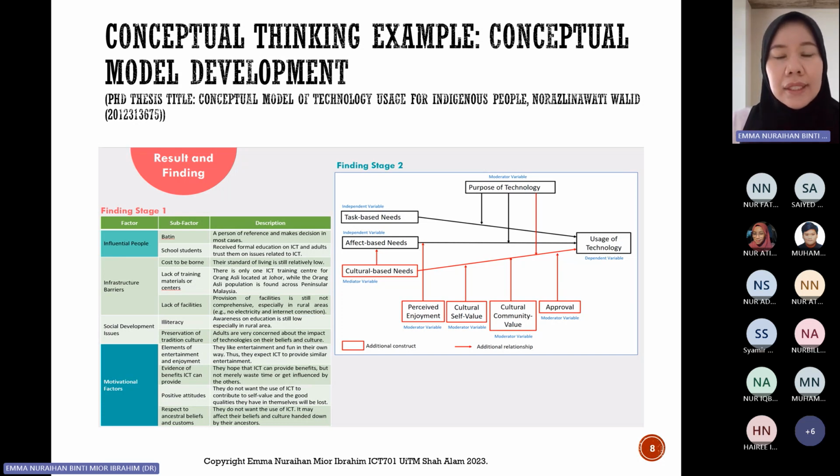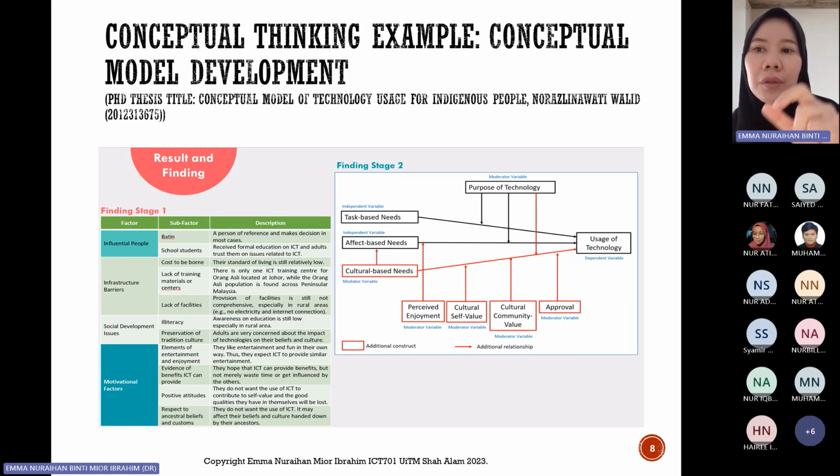And then they customize according to the problem that she wants to look at. So she's looking at the problem of technology usage. What are the factors that will influence the technology usage for the indigenous group? So with this model, it is hoped that people will look into various factors before they can introduce or develop technology for these indigenous people.